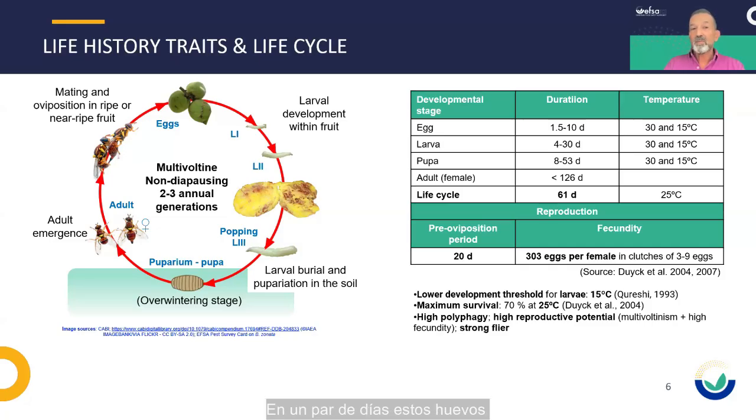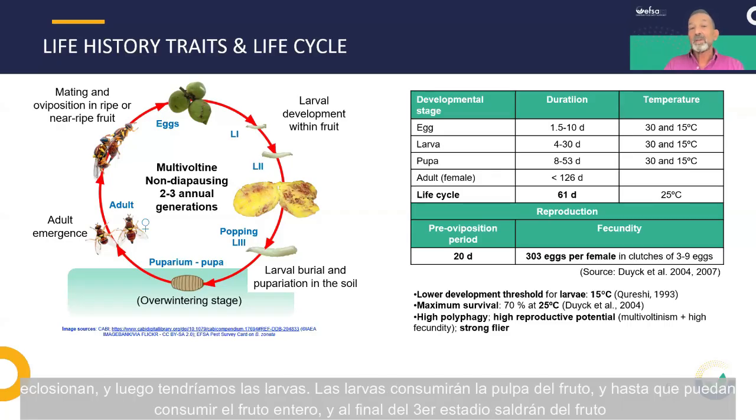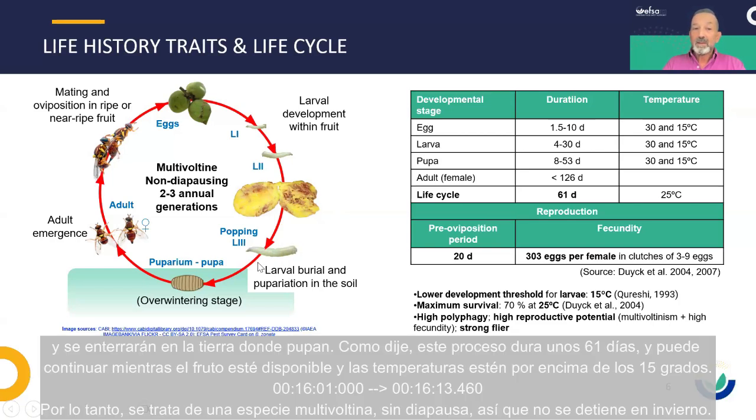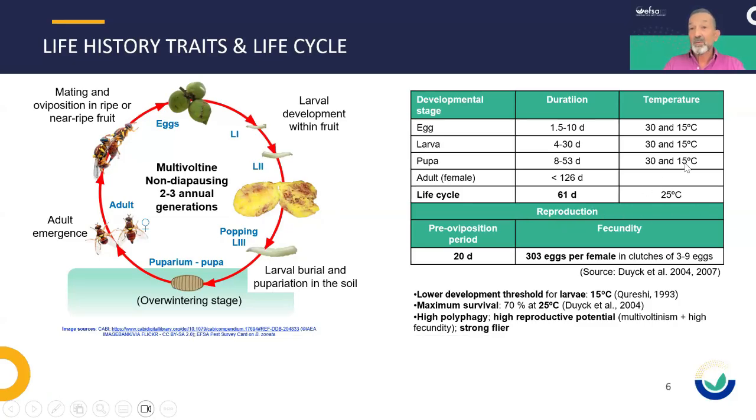In a couple of days, these eggs would hatch, and then we'd have the larvae. The larvae will consume the pulp of the fruit, until they can consume the whole fruit. And at the end of the third instar, they will pop out of the fruit and bury in the soil where they will pupate. As I said, this process takes about 61 days, and it can continue for as long as fruit is available and the temperatures are above 15 degrees. So this is a multivoltine, non-diapausing species, so it doesn't stop in winter. And under European conditions, the models say that we can have from 2 to 3 annual generations, no more than that.